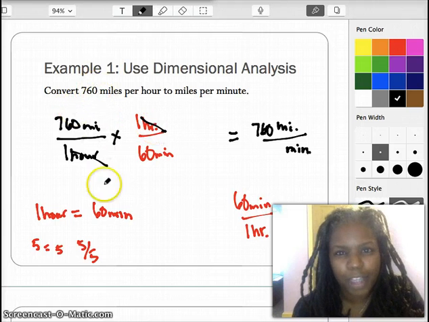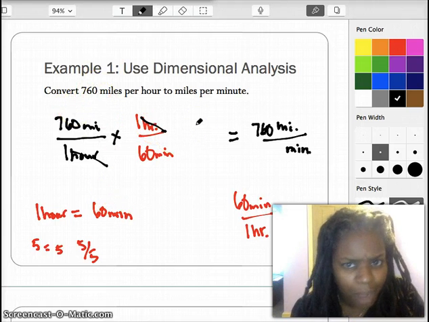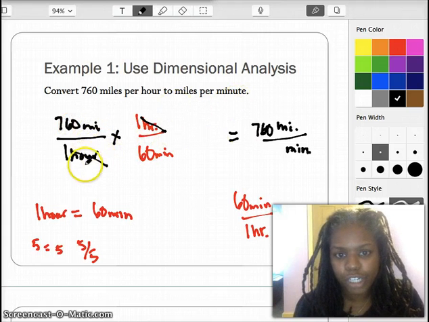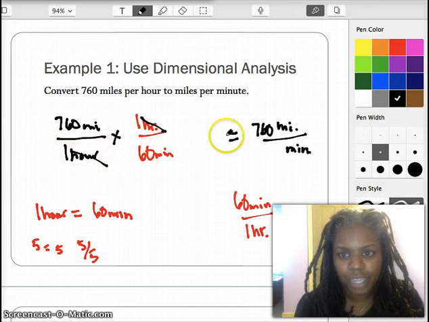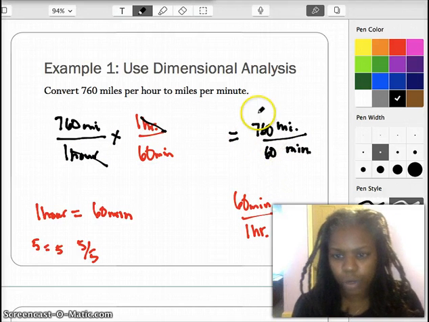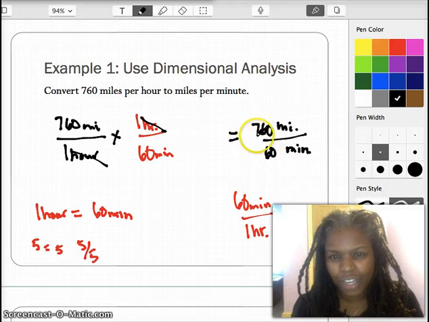If I'm converting miles per hour, the number of miles won't change, but the time factor will. So 760 miles per hour, and now I'm going to multiply 1 times 60, and I get 60. I know this looks very cumbersome. We're going to finish it off, and then we're going to talk a little bit more about how to do this.